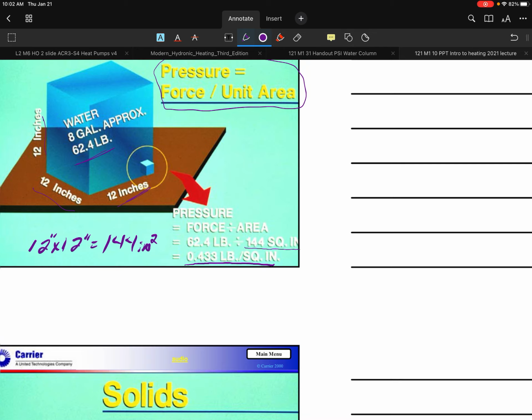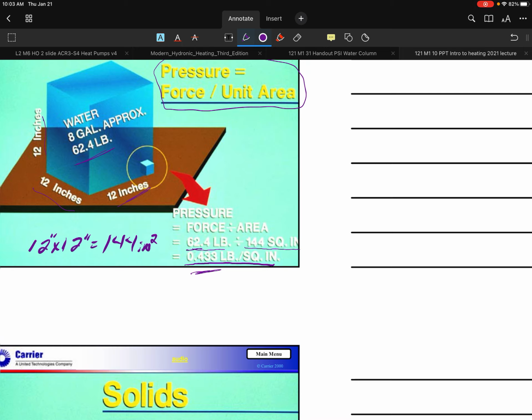Now, the thing that I want to point out to you is how pressure would be impacted to some extent if the force changes. So let's say the 62.4 pounds were to change. That could be the weight of water in a cubic foot. Regardless of what it is, if the fluid becomes lighter, then, say, if I heat up water, it generally becomes lighter. So as I heat it up and it becomes lighter, this 0.433 pounds per square inch would certainly change.